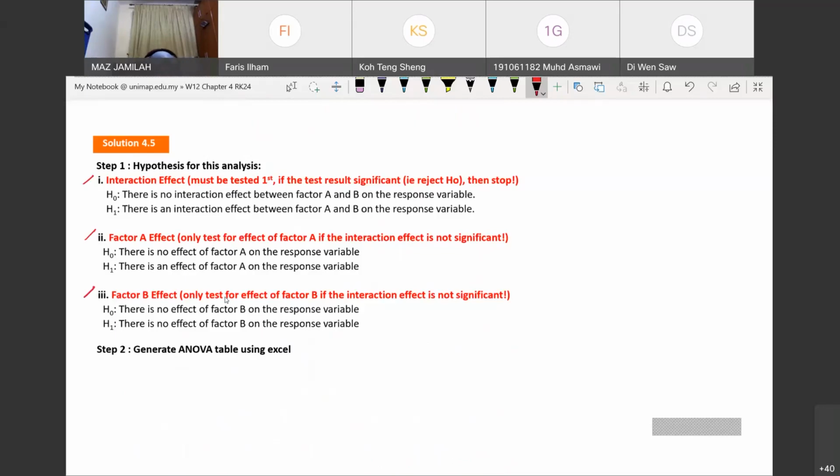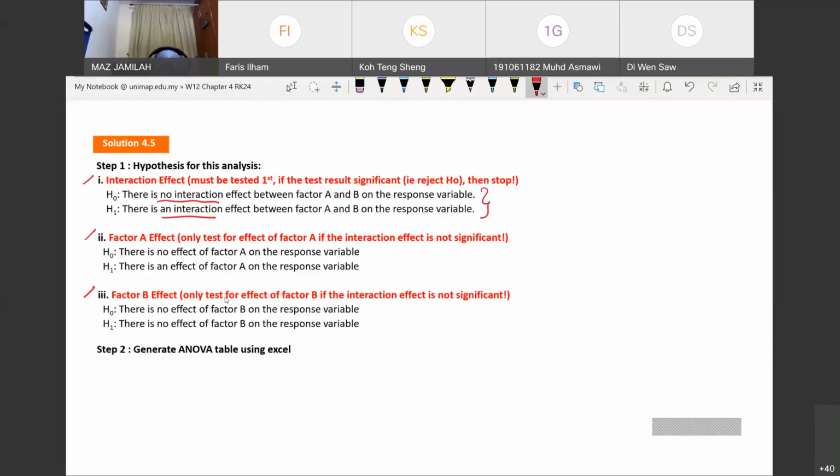Now, what will be the statement for the interaction? The easiest, common one would be: there is no interaction effect between factor A and B on the response variable. As simple as that. That would be the null, so the null will always be no interaction. The reverse of your null statement will be your alternative: there is an interaction effect between factor A and B on the response variable.